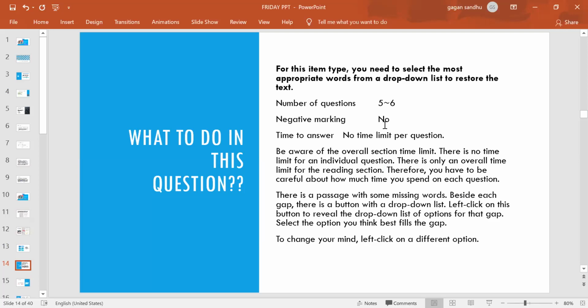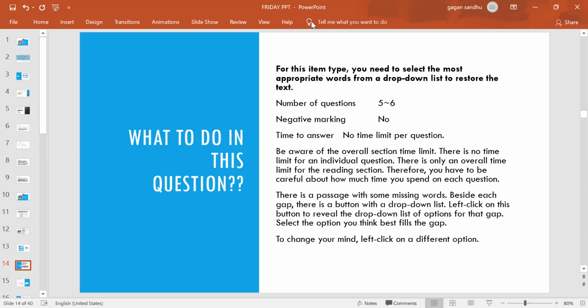There is no negative marking. Suppose I fill in a blank and it is not right, I won't get a negative mark for that. I'll get a 0 mark, right? Whenever I look at a blank, I click the drop-down icon given within that blank, and 4 options flash up for each blank. Now I have to select according to the meaning of the sentence and the grammar of the sentence which word is the right fit for the blank.